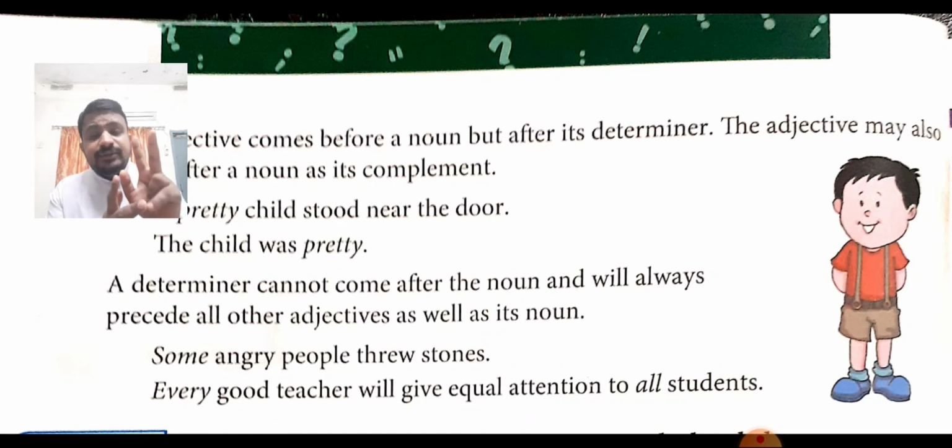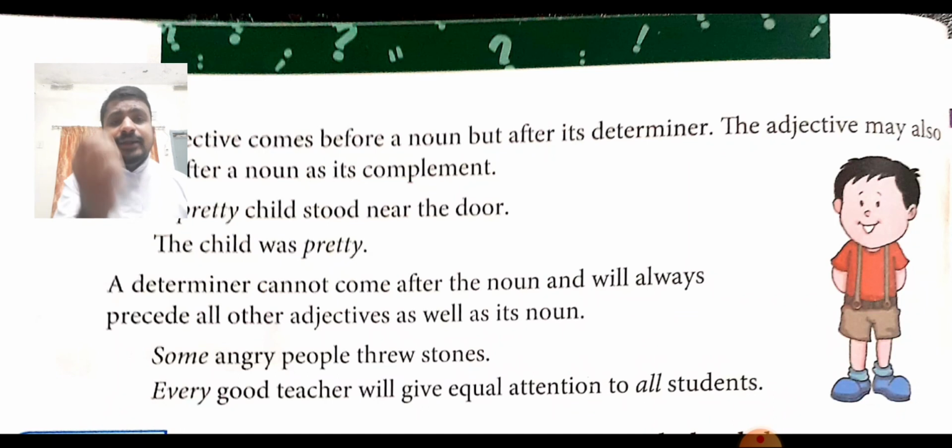So those three things you need to remember. I am telling you again, look at how a word is used in the sentence and where it is placed. First a determiner will come, then the adjective, then the noun. You want to use all these three things. Sometimes the adjective can come after the noun as its complement, but a determiner will never come after the noun.